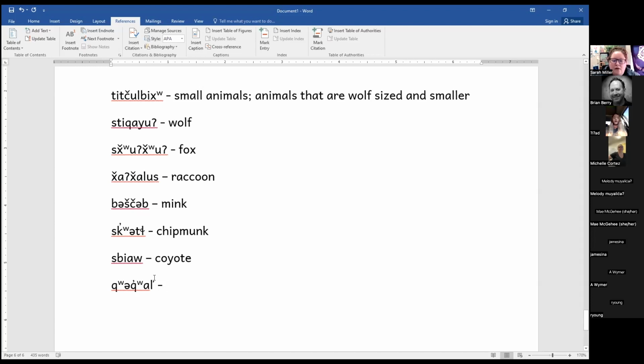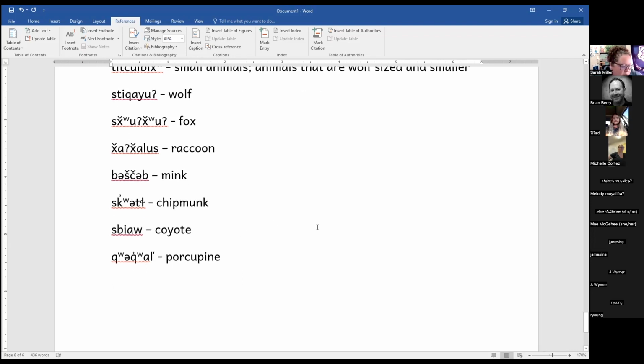Qua, qua. And this L is glottalized as well, which means that it's not going to have a harder sound, but it's just going to be an abrupt stop to that sound. Qua, qua. And that is porcupine. Have you ever seen a porcupine in person? They're a lot larger than I ever thought they were.